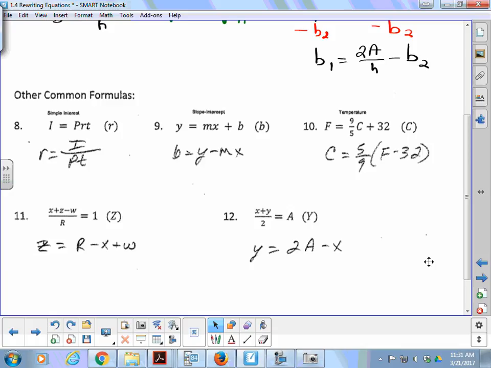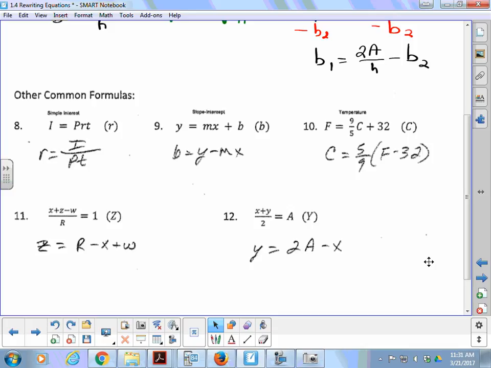Okay, so here's those answers from 8 through 12. Hopefully you did them right. You just have to make sure that you're moving things at the right time. So for like number 9, we're solving for B, so we just need to subtract mx. Now number 10, 11, and 12 become a little bit trickier, but you've got to make sure you take your time with them, work through them. Number 10, you're solving for C, so we subtract 32, and then we multiply by the reciprocal, 5/9.